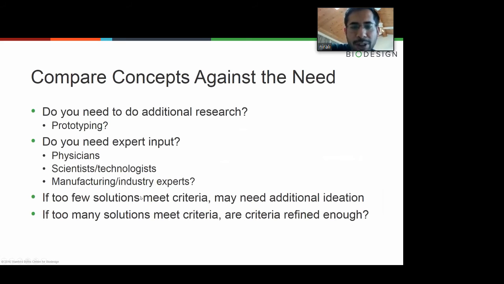If you have too few solutions, you might need to go back to brainstorming. You need additional ideation. If you have too many solutions, maybe your criteria aren't refined enough. Maybe they're not hard enough. Maybe you made the criteria too easy. So you need to make the criteria a little bit more difficult. That makes you able to filter your ideas more effectively.